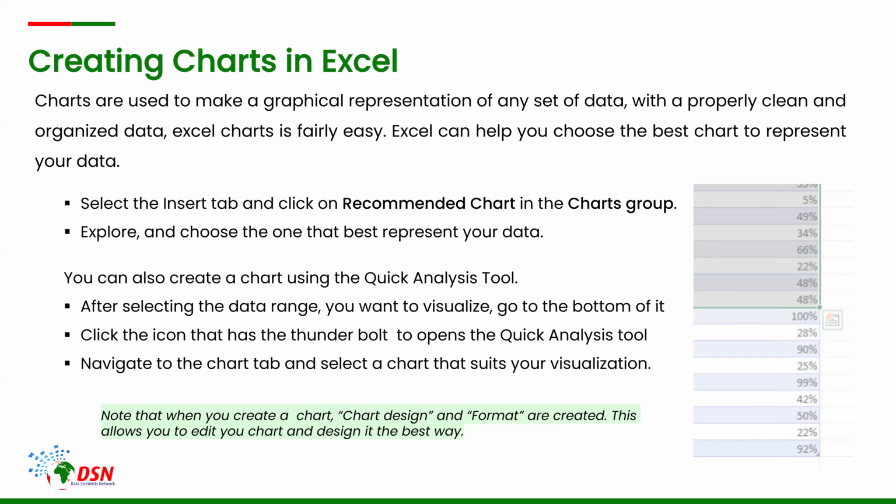After selecting your data range, like in my picture here, I selected a data range. We observe in this picture that I did not select the whole data. I selected up to a point. So probably you don't want to visualize the whole column. You can select half of it or the range where you want to visualize. When you scroll to the bottom, you see this icon that has thunder on it. This icon is called the quick analysis tool.